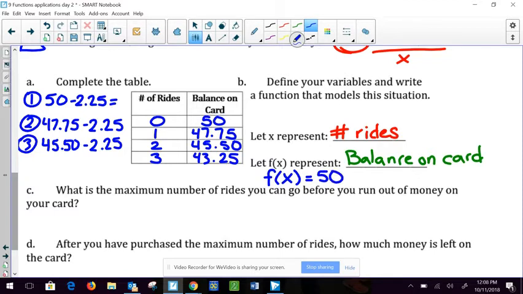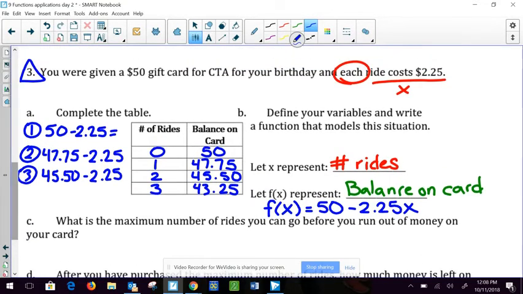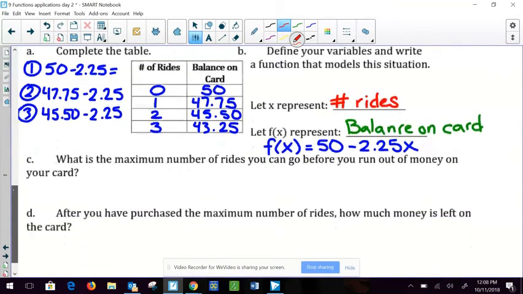And if we are going down $2.25 every time you go on a ride, are we adding that or are we subtracting that? Great, we are subtracting that. So minus 2.25, and that gets our x, because it says each ride. So that is the equation that we would use to solve the problems that come underneath it.